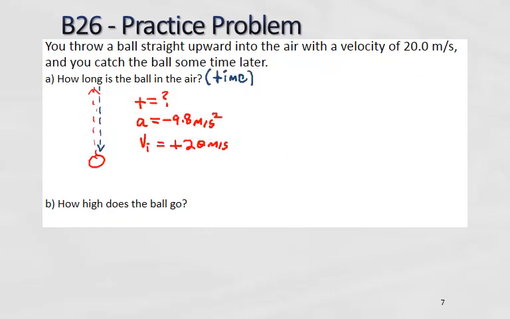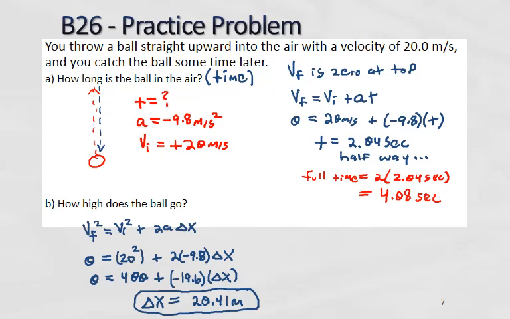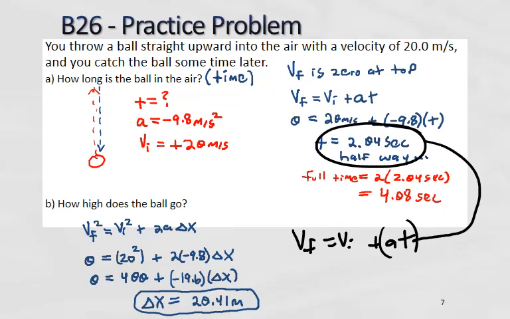Okay, so it's going to spend 2.04 seconds going up. And then the full time will be up and then back down, so 4.08 seconds the full way. And then how high does it go? You can use final velocity squared equals initial velocity squared plus 2a delta x, or you could have used v final equals v initial plus acceleration times time. However, you just have to be careful to use 2.04 seconds here because that's the time where it's going to be at the very top.